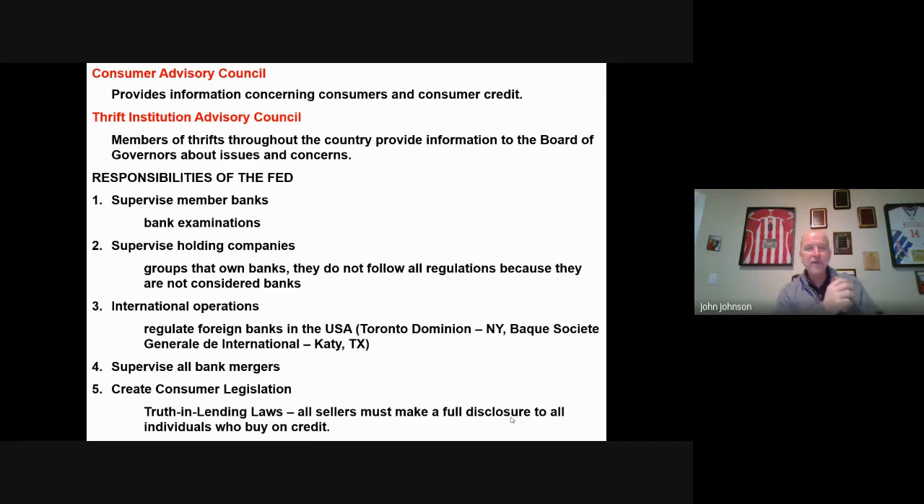Here's one thing they do. They create laws as it relates to loans. So it's called truth in lending laws. So all sellers must make full disclosure to individuals who buy on credit. All sellers must make full disclosure.